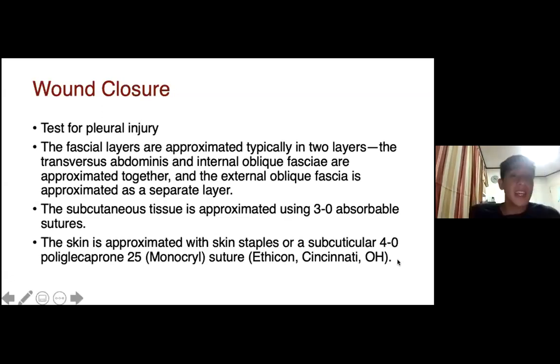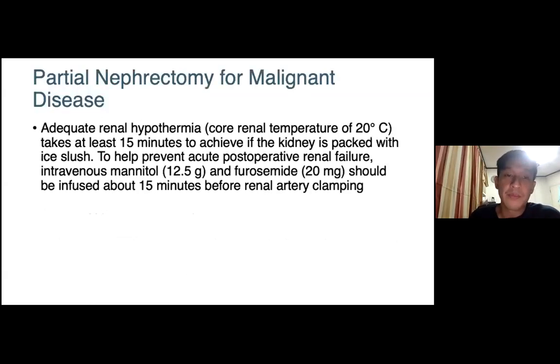Then the subcutaneous tissue is approximated using a 3-0 absorbable suture, and the skin should be approximated with a stapler or a subcuticular 4-0 Monocryl suture. So we'll go back to partial nephrectomy for malignant disease. I already introduced how it's done in the discussion of the benign diseases.